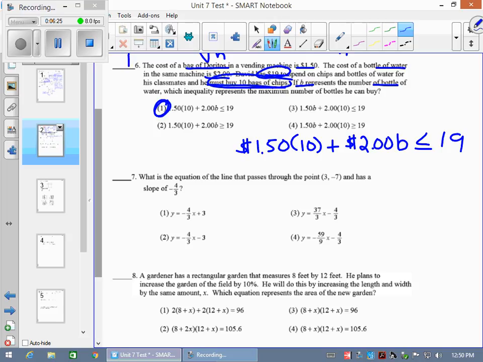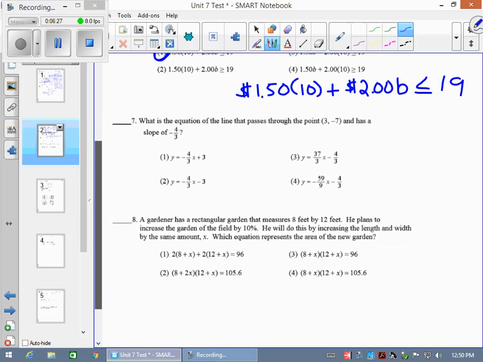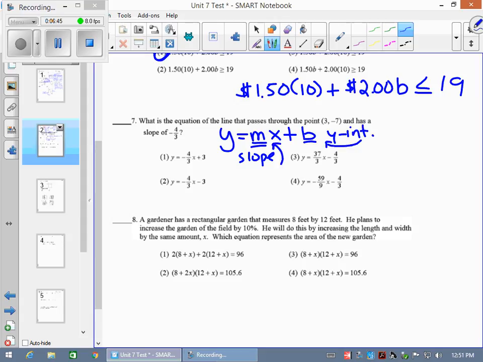Question 7, what is the equation of the line that passes through the point 3, negative 7, and has a slope of negative 4 over 3? So again, we're using this equation, y equals mx plus b, m being my slope, and b being my y-intercept. They tell me the slope already, so I know the equation is going to be y equals negative 4/3 x plus some b. So automatically I can get rid of choices 3 and 4 because they have slopes that are not equivalent to negative 4/3.